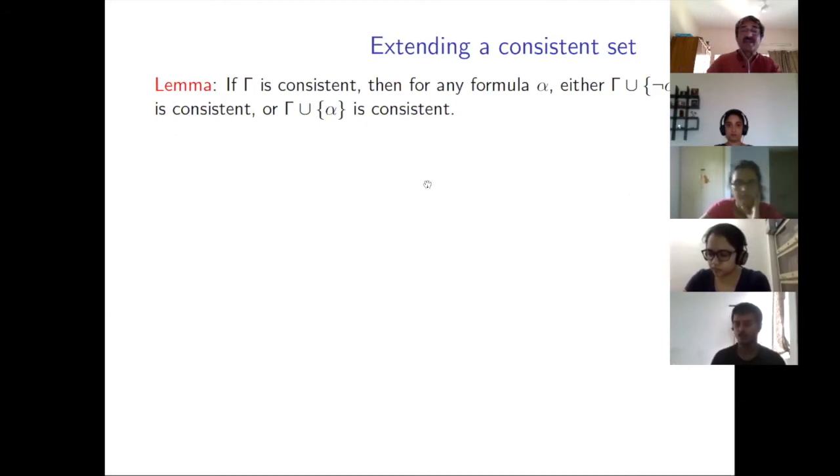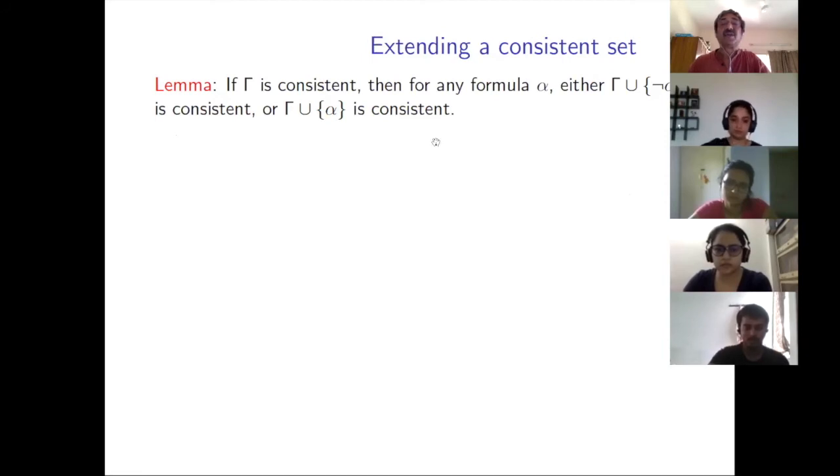Now, we have RAA in both forms, right? The reductio ad absurdum axiom, and then the theorem that we have got. Now I can use it. One of the steps we had last time was showing that if gamma is consistent, then for every formula, either gamma union negation alpha is consistent or gamma union alpha is consistent. That is, if you have a consistent set, take any formula, either you can add alpha consistently or its negation consistently, right? And where did we use this step?